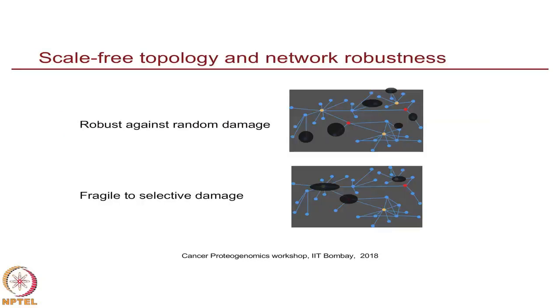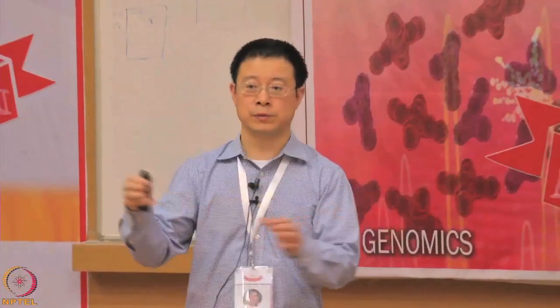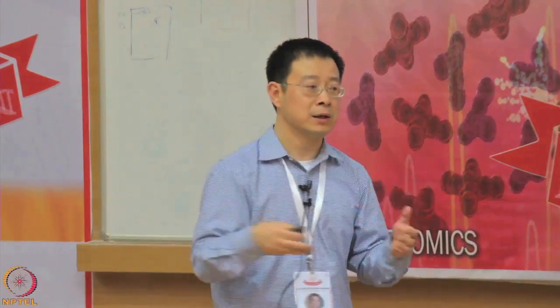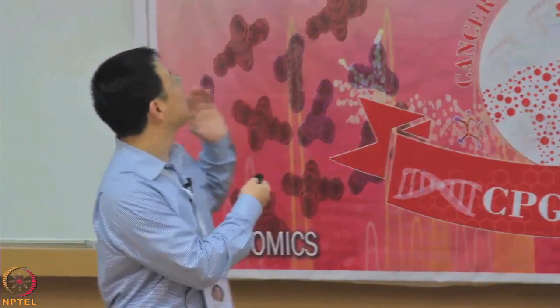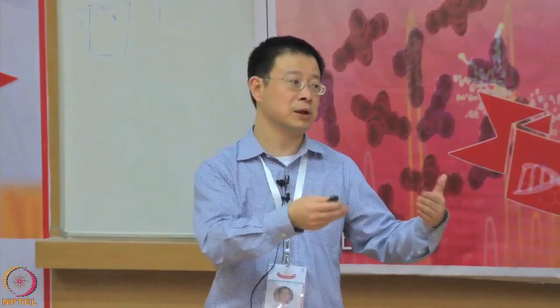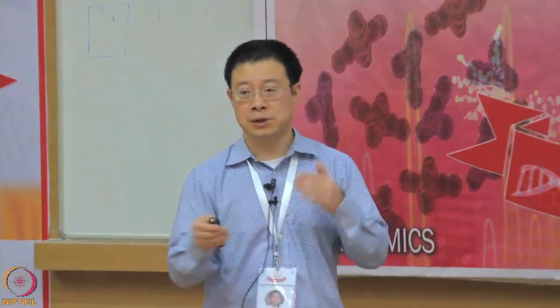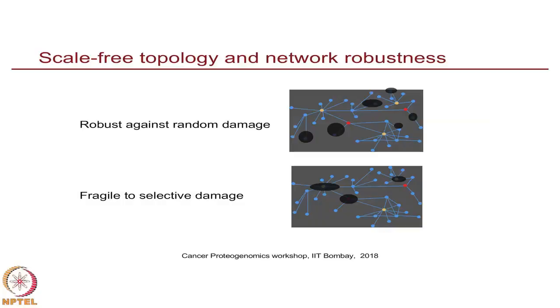And then you may wonder why the cells choose to establish, or why evolution has evolved into, this scale-free network rather than a random network, right? Does this give the cell any benefits? Indeed, if we think about a network like this, and if it's a scale-free network, let's say we know that mutations are random attacks on genes. If the mutations occur randomly across the genome, they could hit any of the proteins. But most of the proteins only have one or two links.